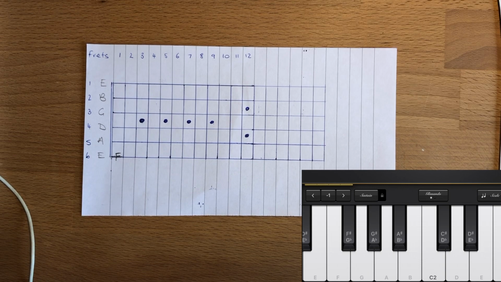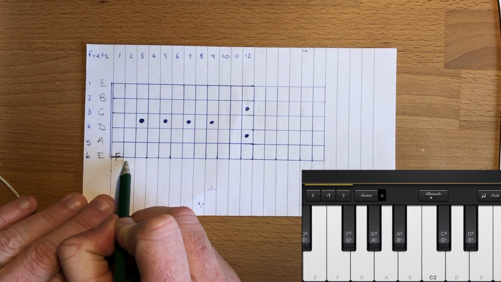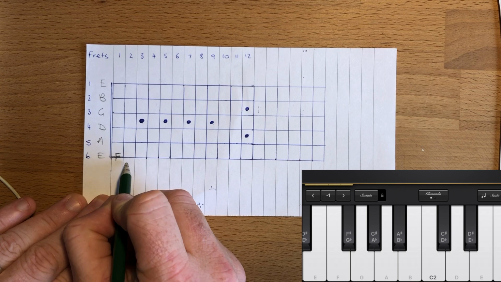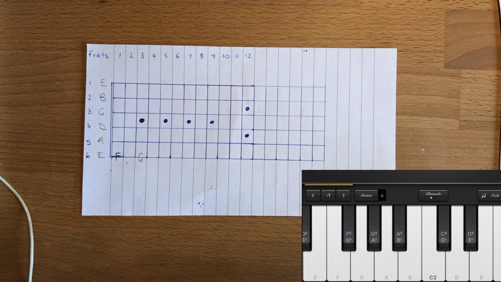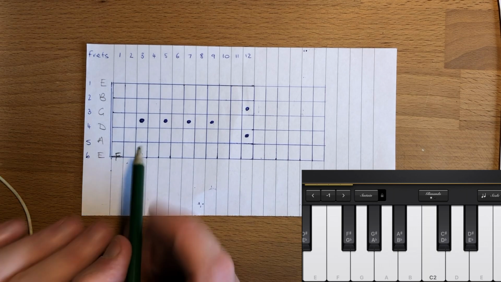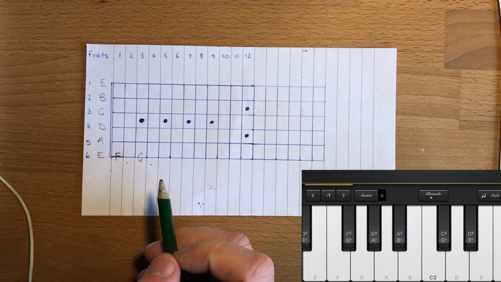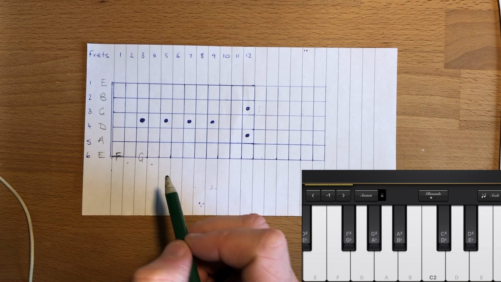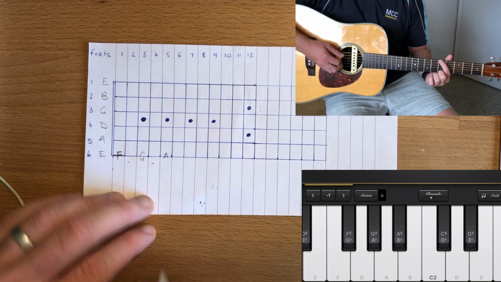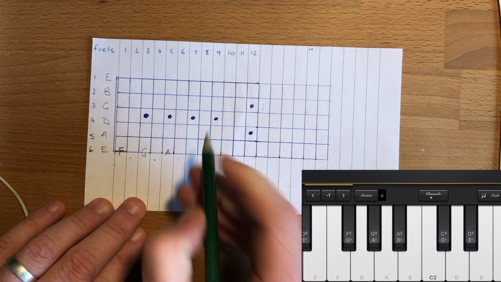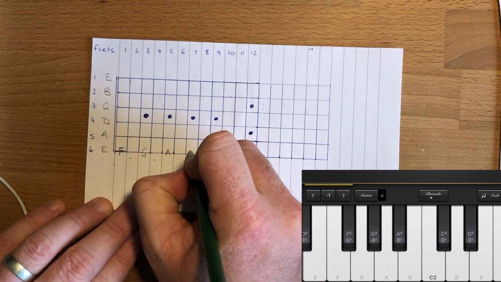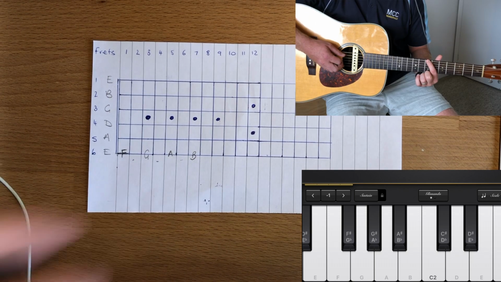As I look between F and G, I can see there is a black note in between. That black note would fall on the 2nd fret just here. Therefore, my G would be on the 3rd fret. If I look between my G and my A, I also have a black note, which would be here. Then at the 5th fret, I would have my A. If I look further, in between A and B, yes, I have a black note, which would be here. That would mean my B would be on the 7th fret.